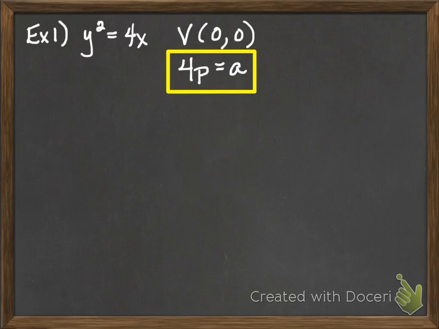4 times P is always equal to A. What's the A value in this equation? The A value is 4. The A value will be on the right-hand side. This equation is already in standard form. So the A value is 4.